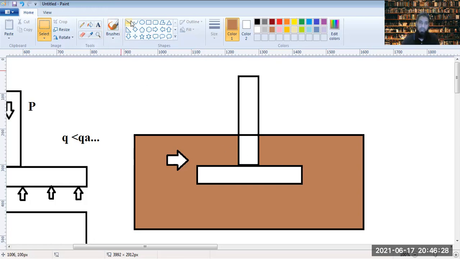For example, to prevent what we call sliding, we could provide a shear key here. And the shear key actually increases the amount of friction within the soil. So a shear key is a good thing to provide such that we prevent the sliding.